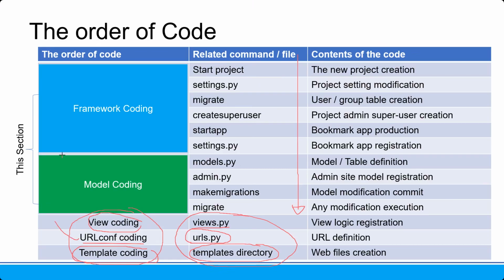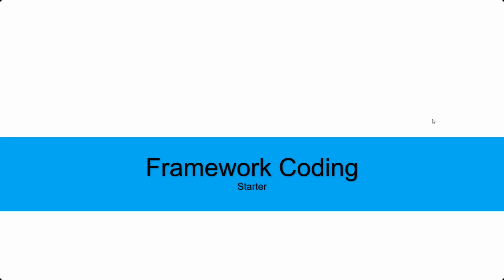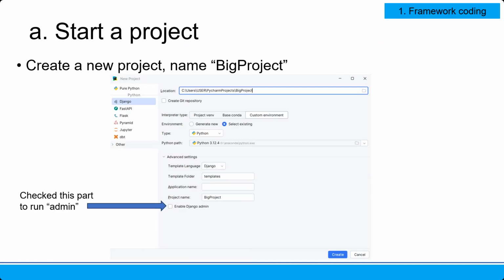Now it goes back to the backend: how to create an app, how to create the database, and how to deal with all those things, the framework and the model, into the template. So the starting for the framework. Okay, now let's make a new project. And for this new project, let me make the name big project.